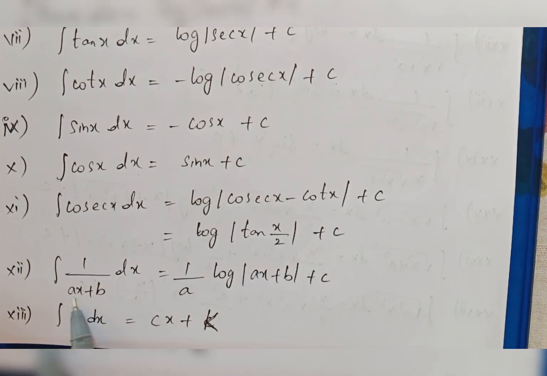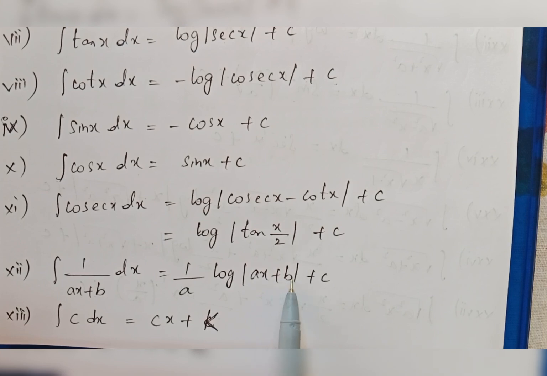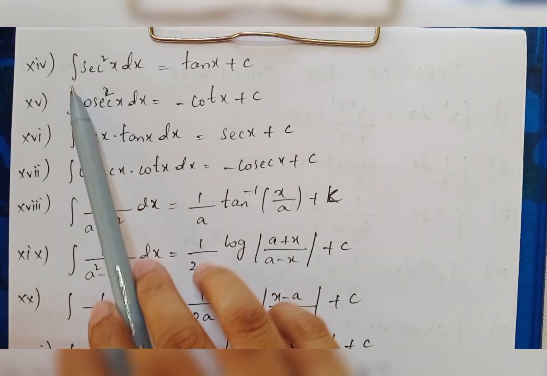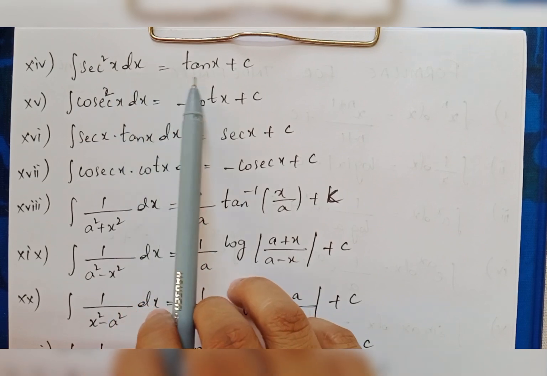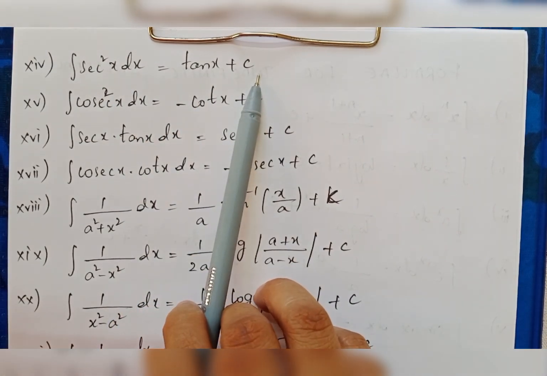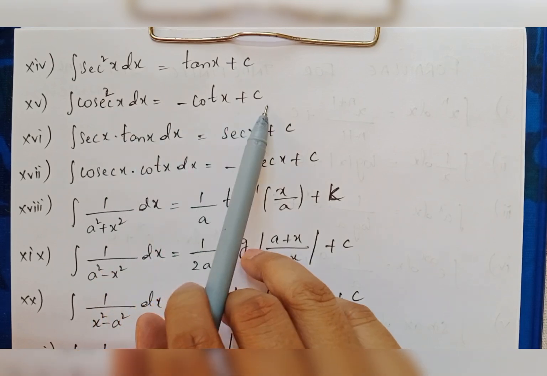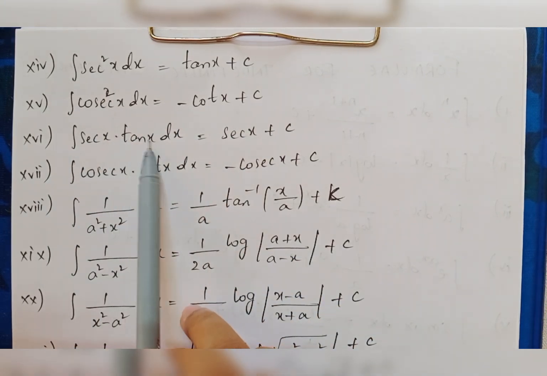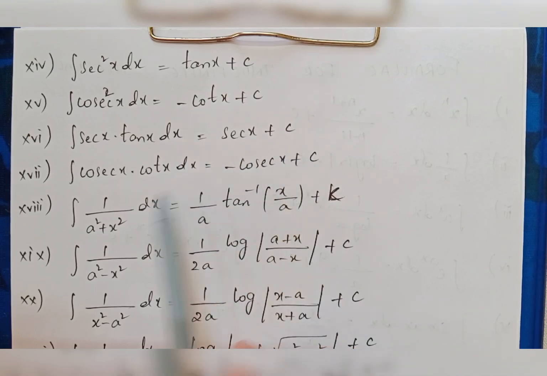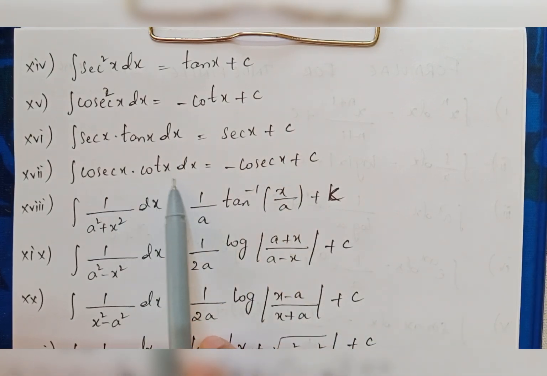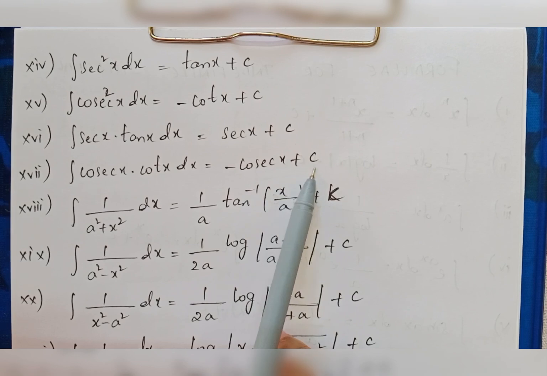Integral 1 by ax plus b dx is equal to 1 by a log mod ax plus b plus c. Integral of any constant is equal to cx plus the constant value k. Integral of secant square x dx is equal to tan x plus c. Integral cosecant square x dx is equal to minus cot x plus c. Integral secant x into tan x dx is equal to secant x plus c. Integral cosecant x into cot x dx is equal to minus cosecant x plus c.